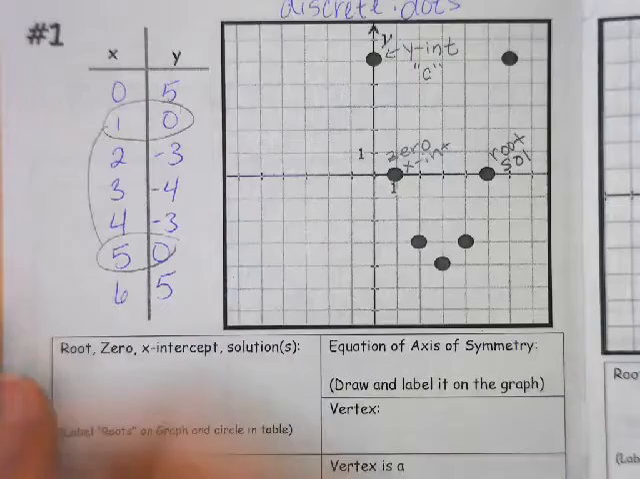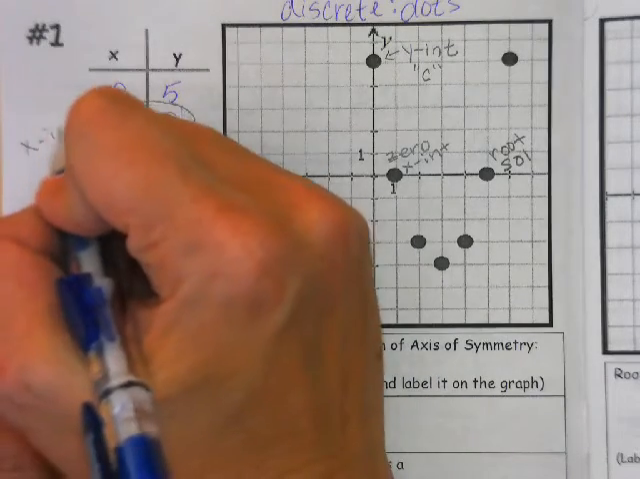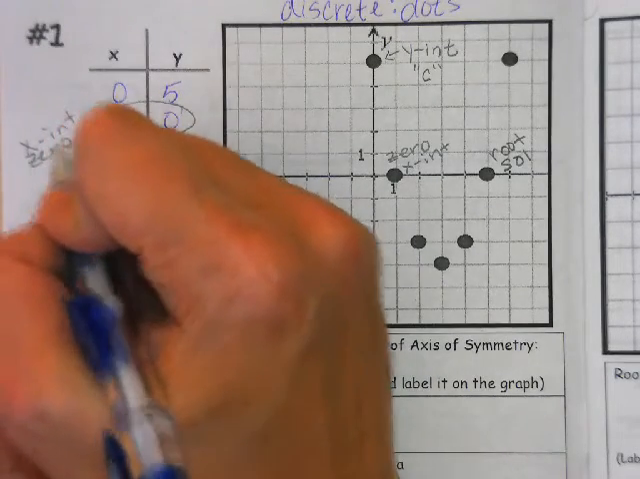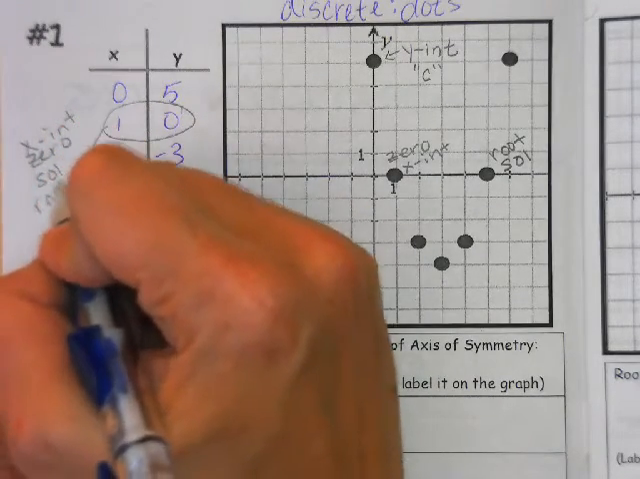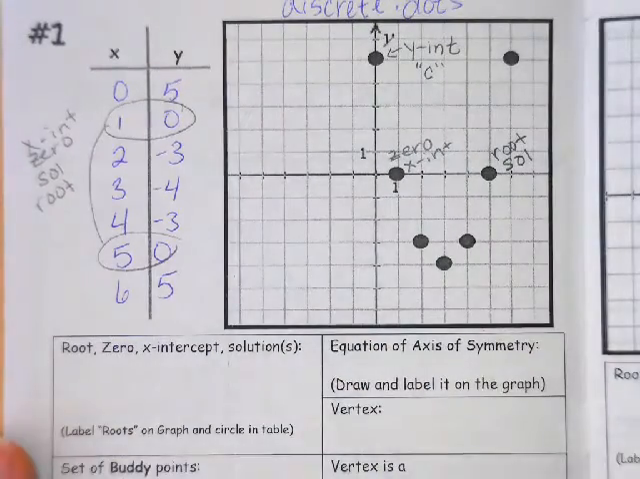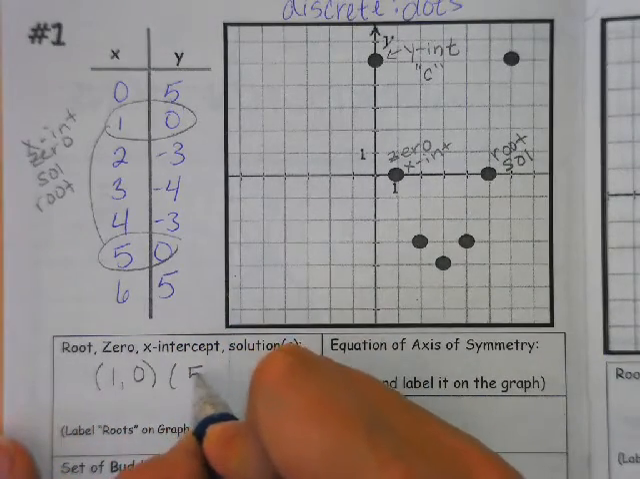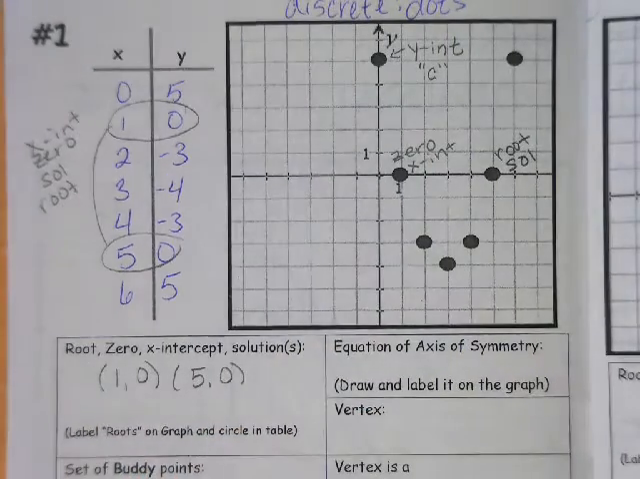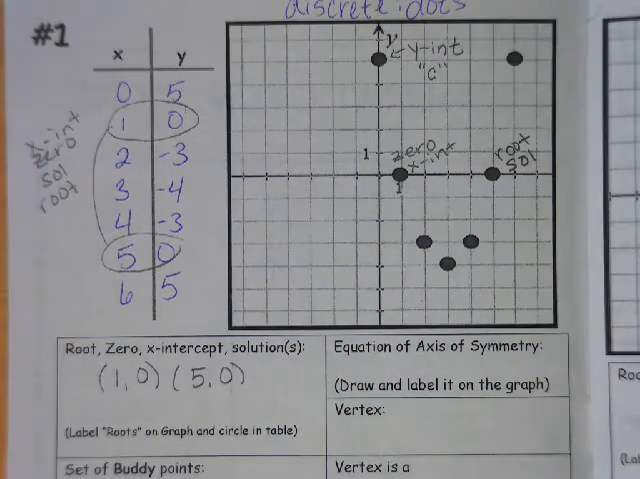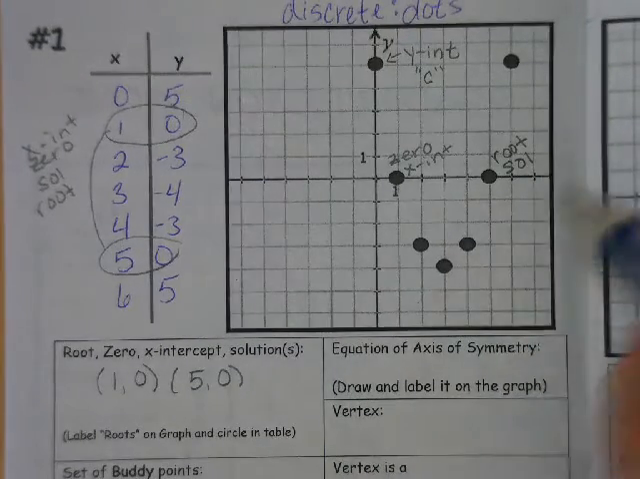They're technically buddy points, but these are going to be our x-intercept, zero, solution, root. Okay? So we can actually write those here, (1, 0) and (5, 0). This particular quadratic happens to have 2 roots. They won't all.